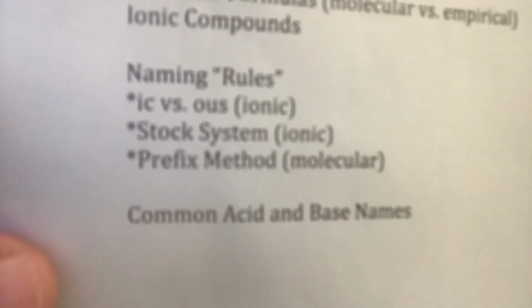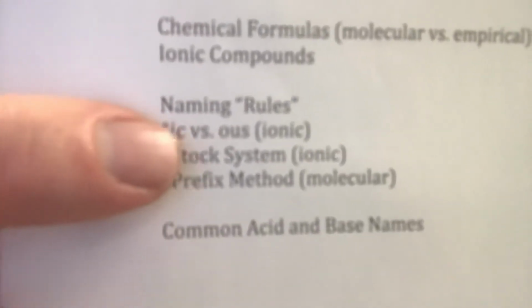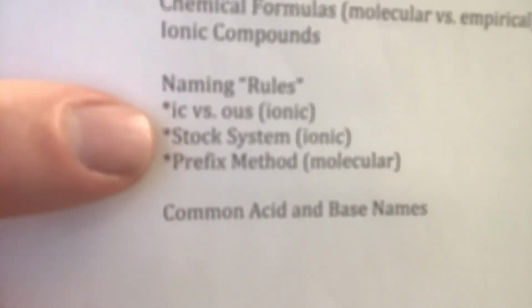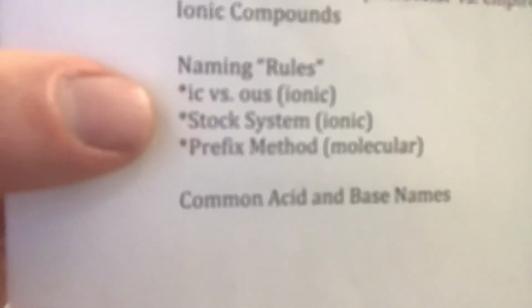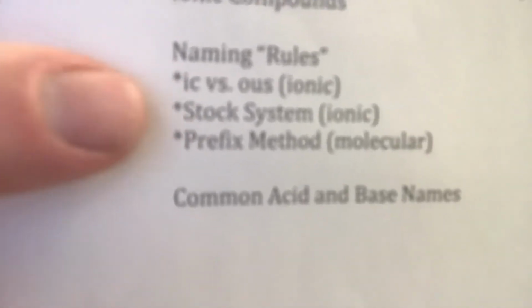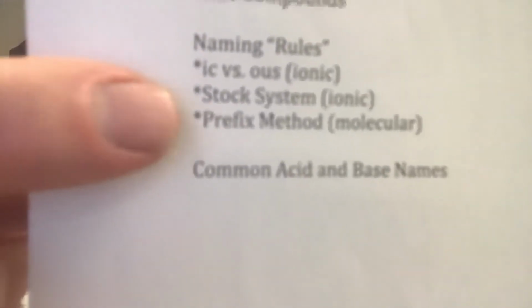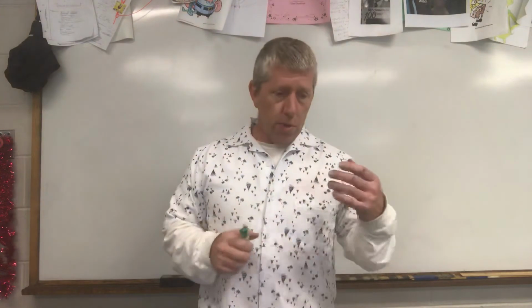Ic versus ous. Now, the stock method we've done. The stock method is the Roman numeral method. So stock and Roman numerals, that's what we're using to determine the charge of a multi-charge compound. So yes, we've done that. Prefix, we did it. Carbon dioxide. Ic versus ous. Don't worry about it. I'm not going to go over that naming method.